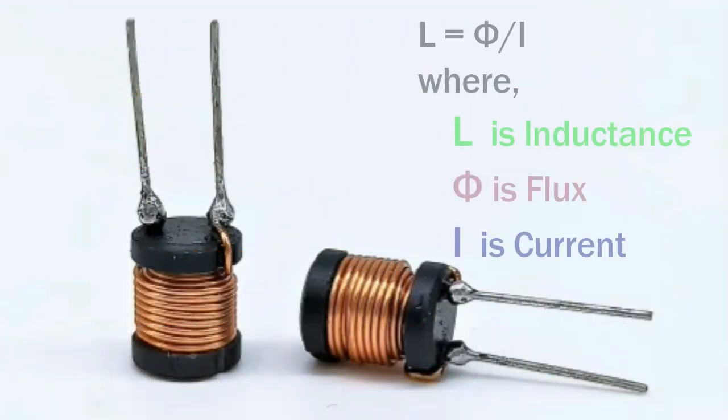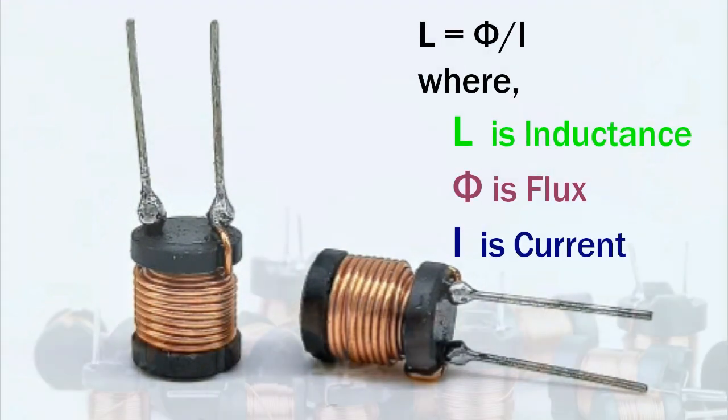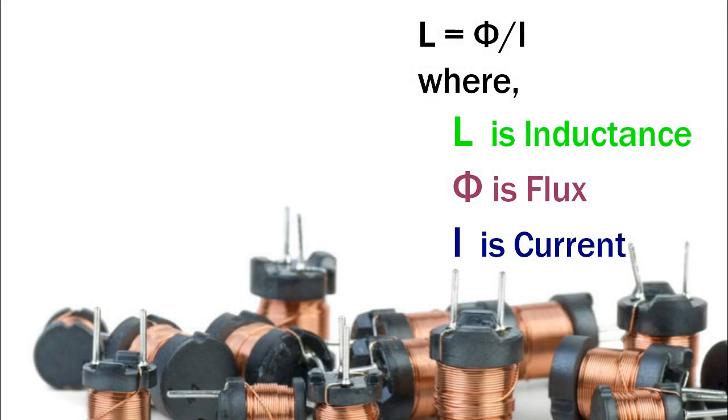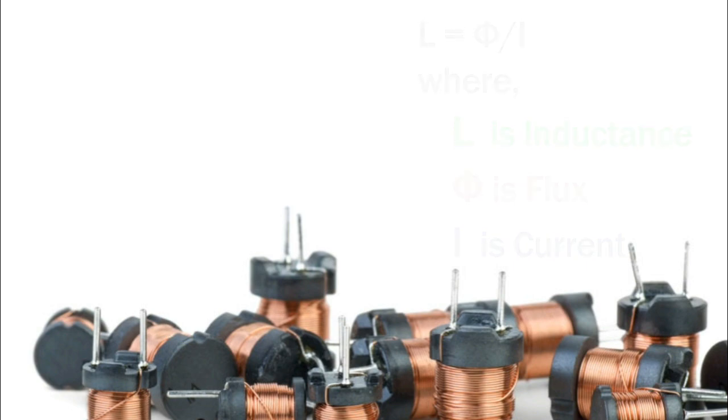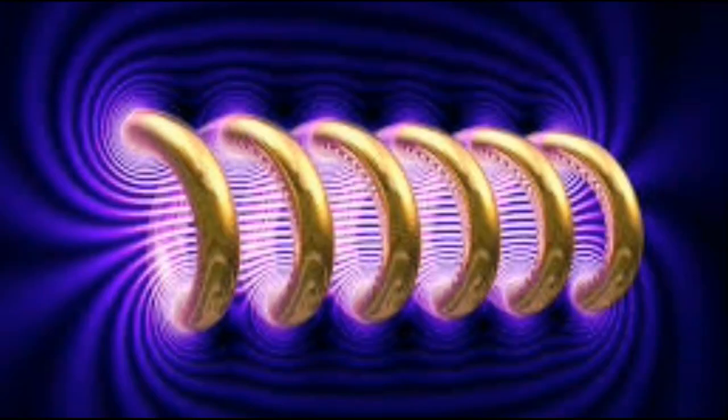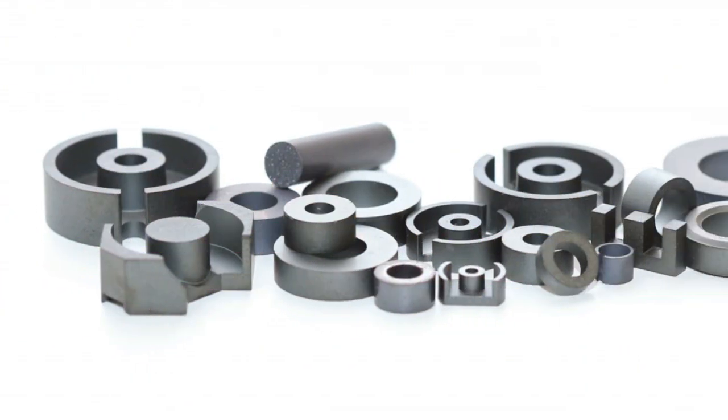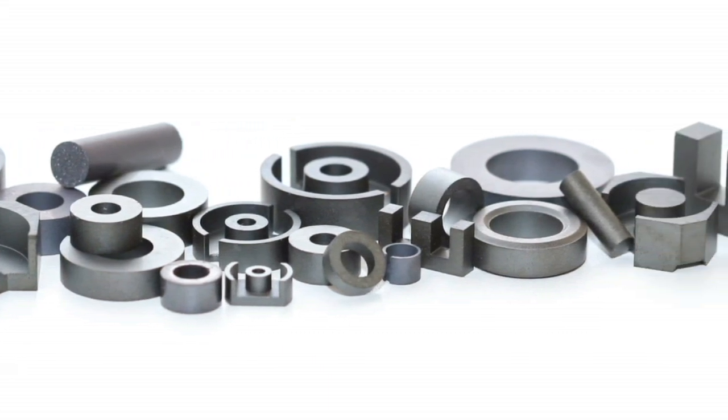The formula of inductance can be given by the ratio of flux and the current in the circuit. Inductance is directly proportional to the number of turns in the coil. It also depends on other things such as the radius of the coil and the type of material around which the coil is wound.